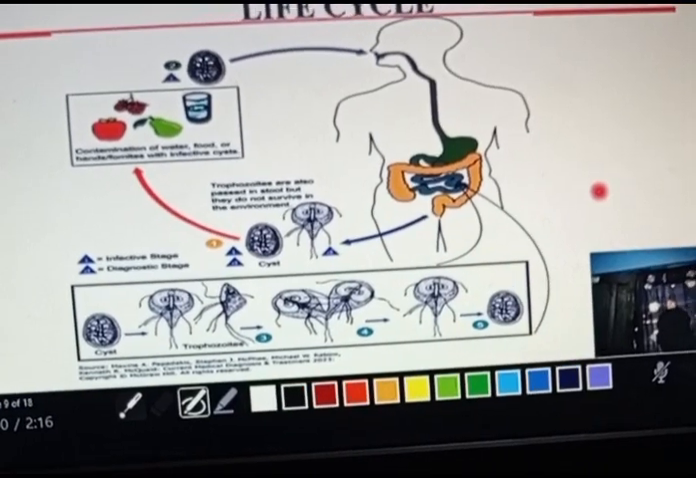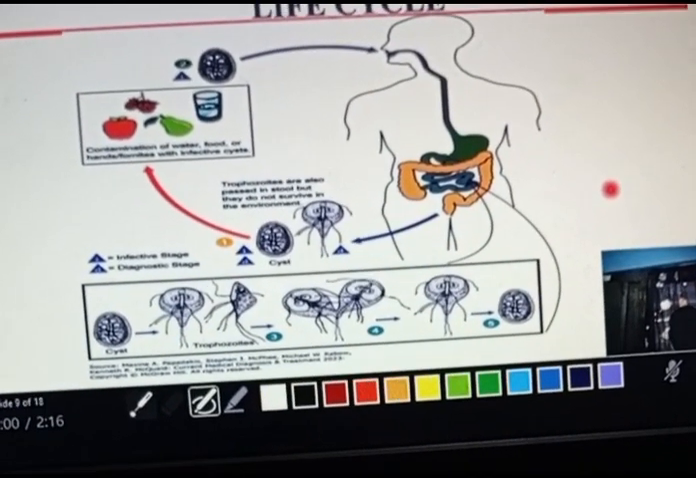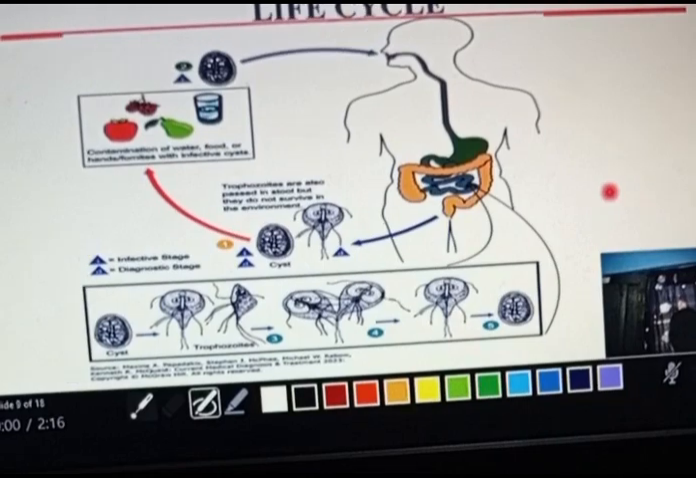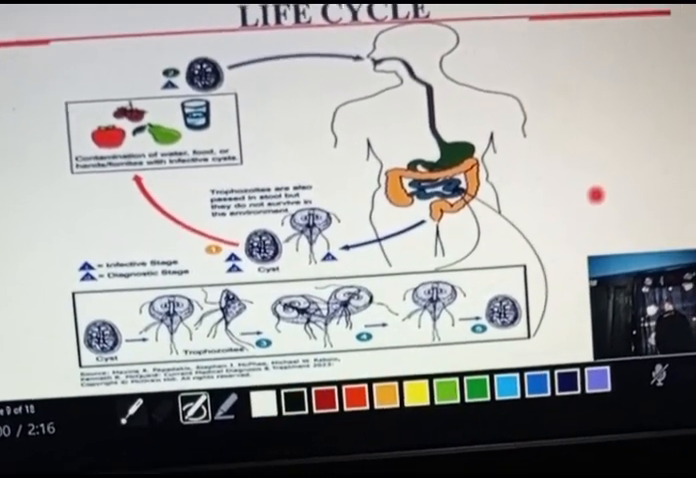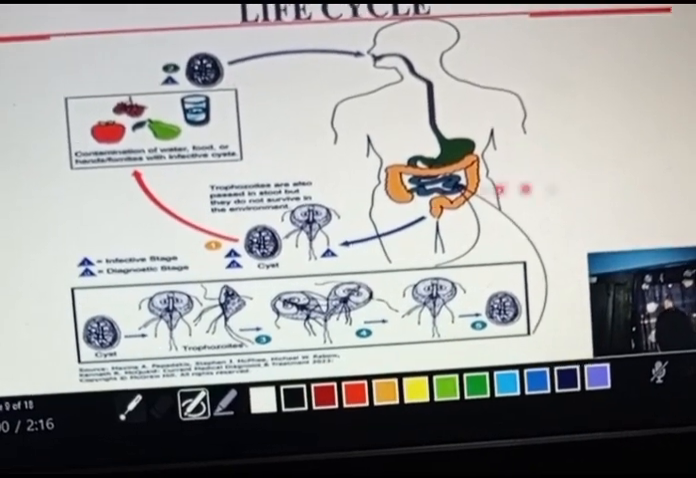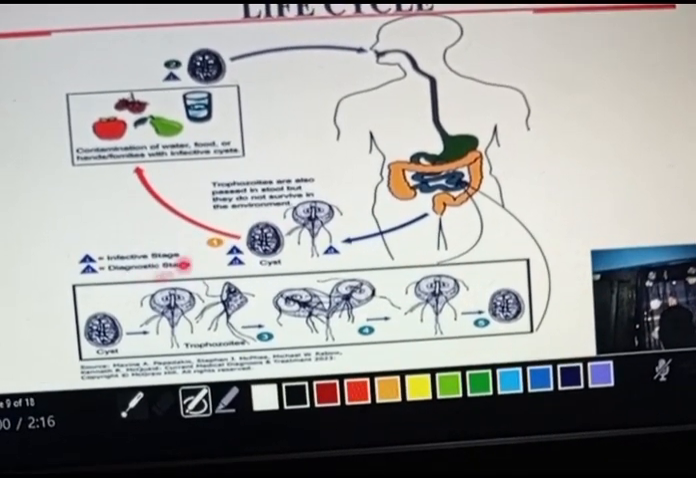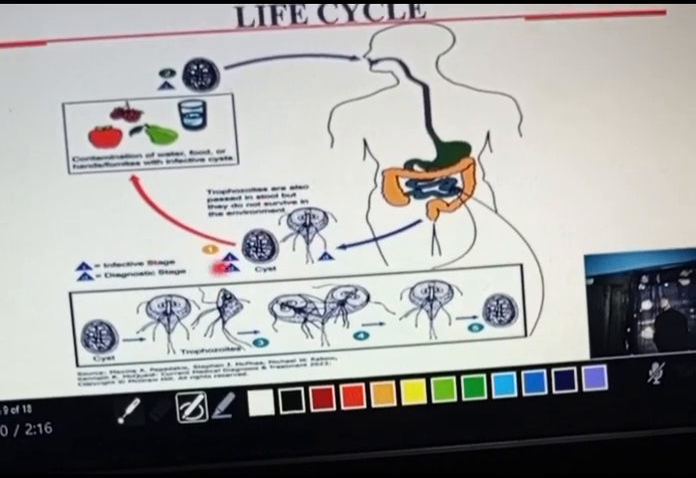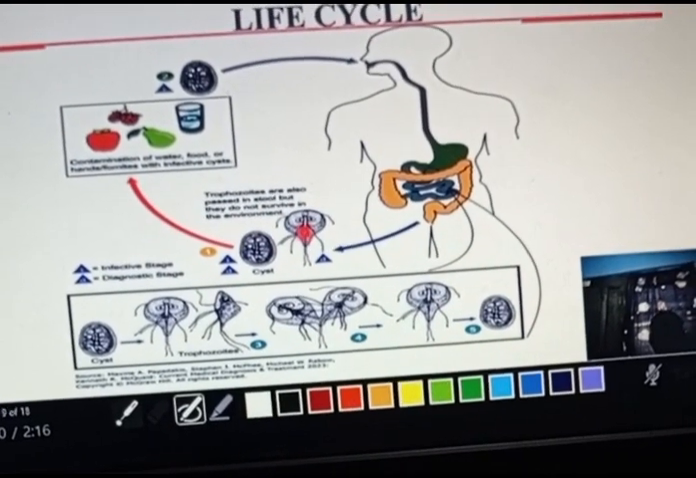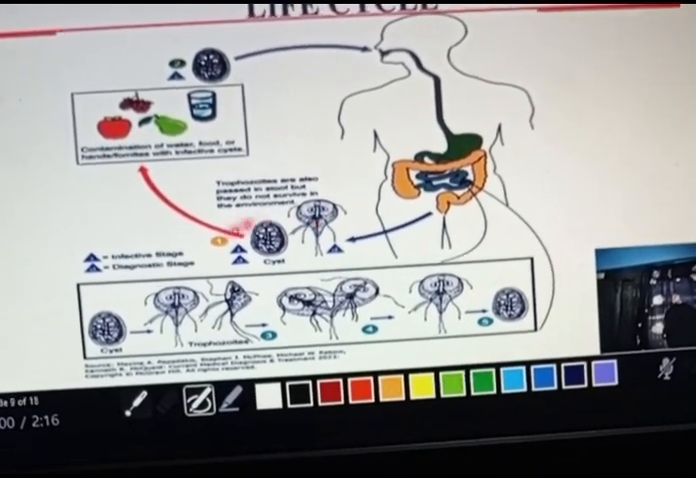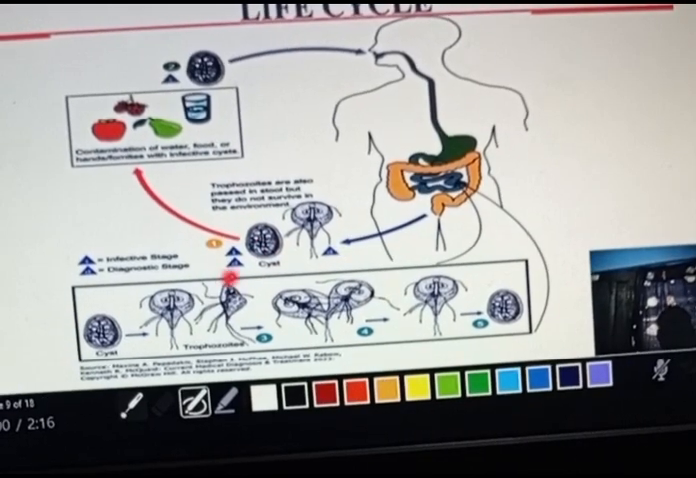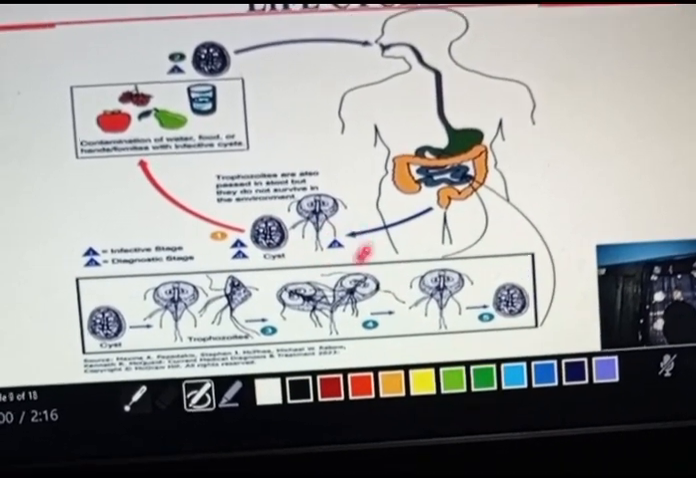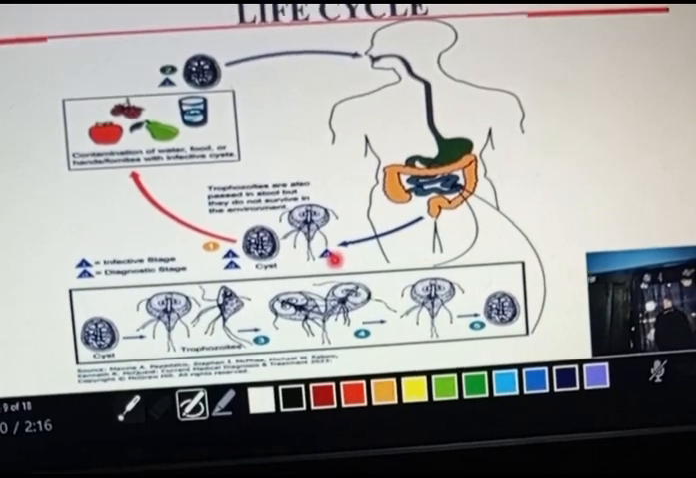Now with the life cycle, this life cycle occurs in humans. Mostly there are two stages. We have the infective stage and we have the diagnostic stage. The cyst is the infective stage and the diagnostic stage is the trophozoite.